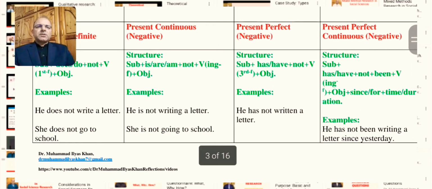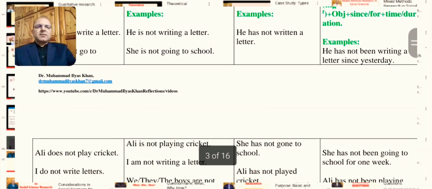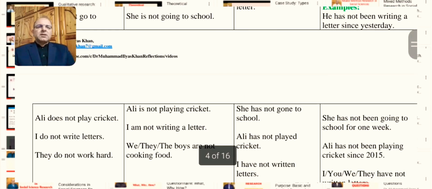The present continuous tense, the structure is subject plus is, are, am plus not plus verb ing form plus object. Again, remember that it's not essential that you should always have an object. So he is not writing a letter. Third person singular will take is, first person singular will take am, and third person plural will take are with them. So you can see these examples of this.